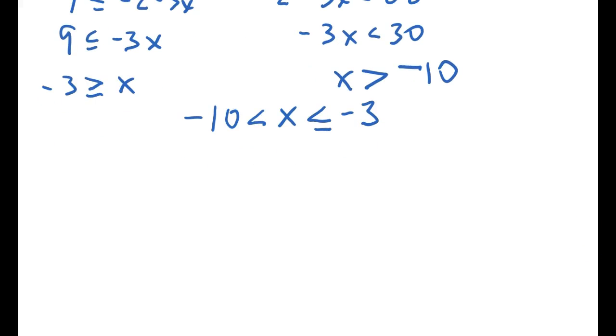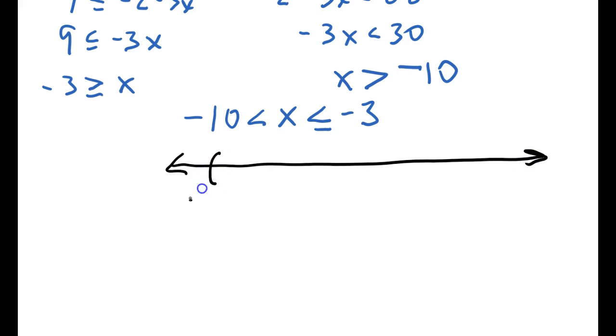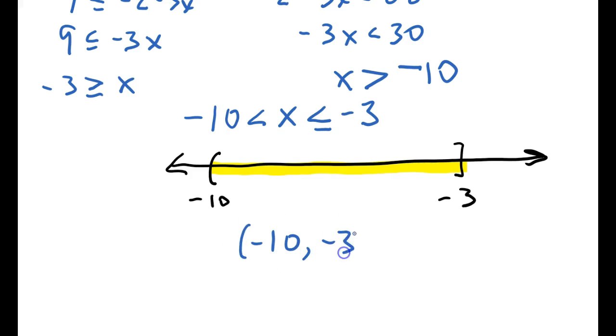So on a number line, that'll look like this. Parentheses at -10, bracket at -3, everything shaded in between, and interval notation, -10 to -3, including -3. And that's what you do when you're working with linear inequalities.